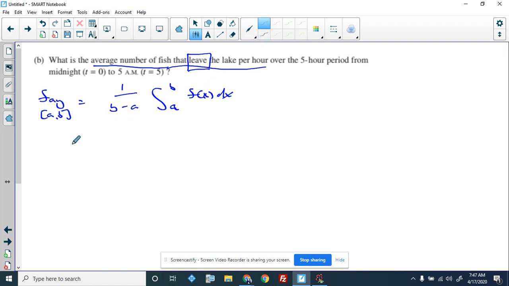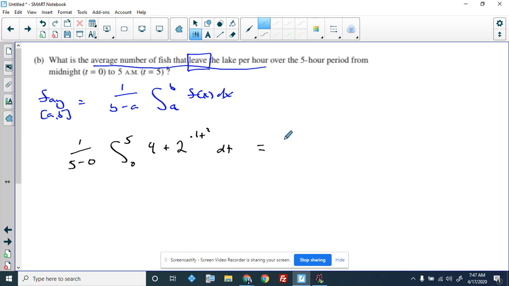So let's do it. So it's going to be 1 over 5 minus 0, integral 0 to 5. I want the average number of fish that leave the lake per hour. So I want the average leave rate in a sense. So that's going to be the integral of L of t. So that was what? 4 plus 2 to the 0.1 t squared dt. Okay, and that is basically your answer right there. Okay, this is the setup. And again, remember, this was a calculator question.